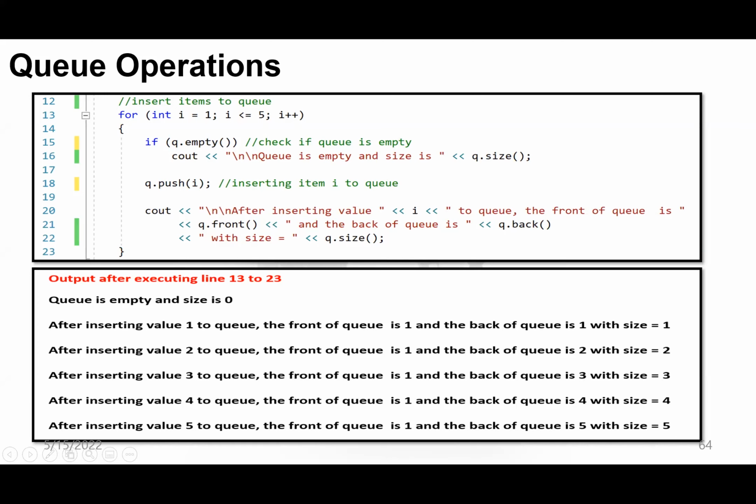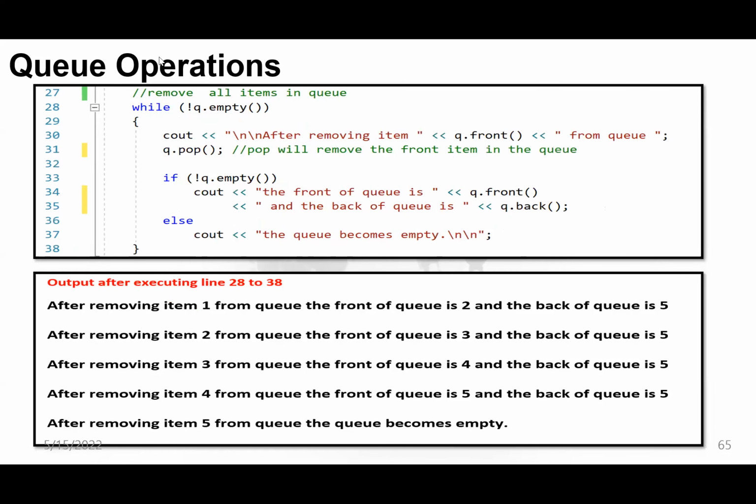Now I want to remove all the items in the queue after I inserted the 5 items. Let's try to remove all the items from the queue. So I will use a while loop and check as long as my queue is not empty, I'm going to remove one item until it becomes empty.